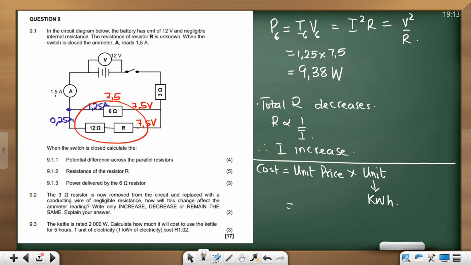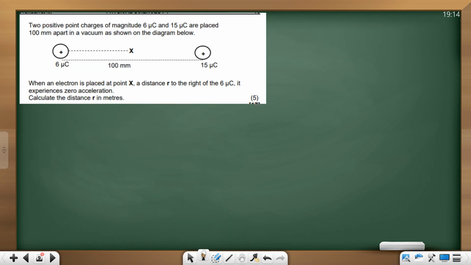Our unit price is 1 rand 2 times. Our power is 2000 watts, but it must be in kilowatts, so I can say 2000 over 1000. And how many hours? 5 hours. That's how we calculate cost there. That's very important in calculating cost. Power must be in kilowatt.